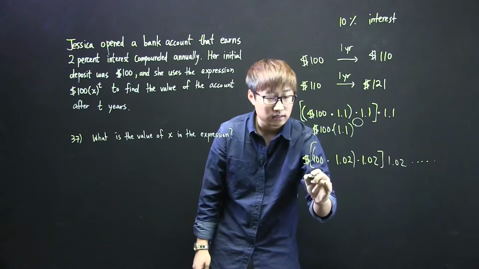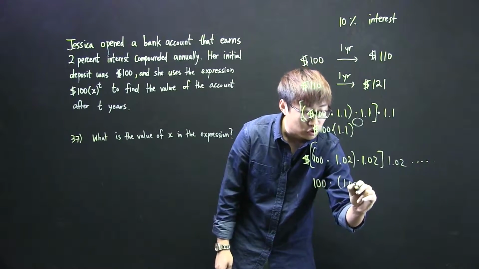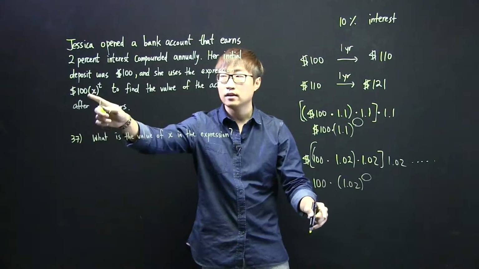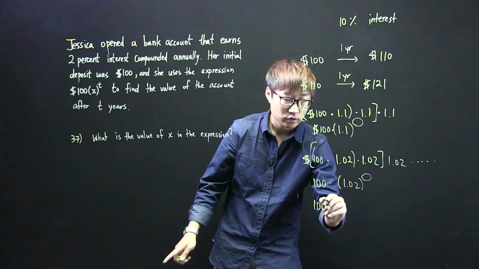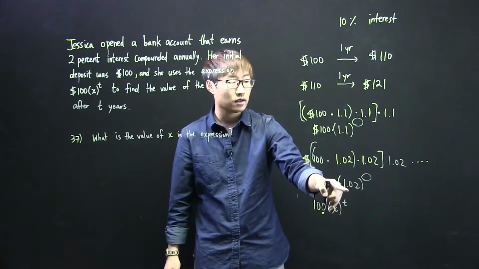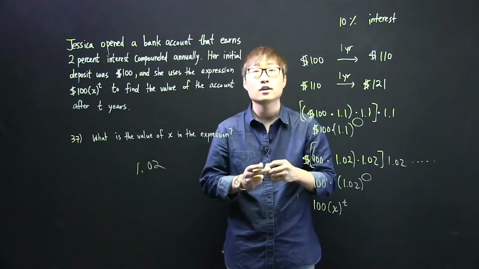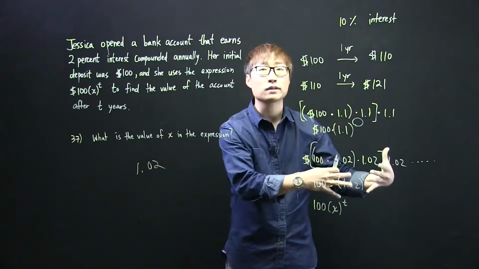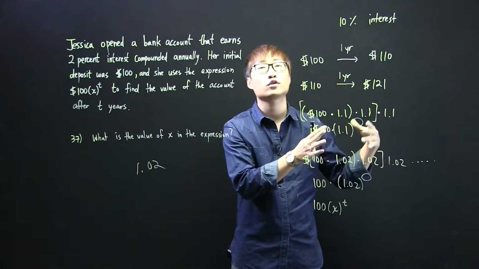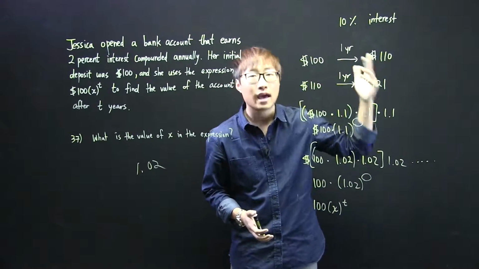So we can simplify this into 100 times 1.02 to the however many years, right? And compare it to over here. It's got 100x to the t power, right? What's our x then? 1.02, which stands for the fact that she will have 102% of the previous year, and then the next year she's going to have 102% of that year, and so on, compounding annually.